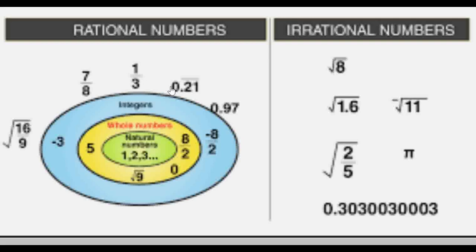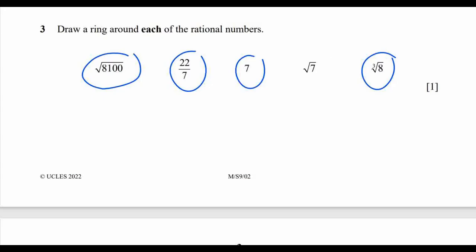Alright, let's get back to the question. So our answer for this one is the square root of 7. This one is definitely rational. The root of 8100 is 90. This is a fraction. A fraction is always a rational number. 7 is a whole number, and the cube root of 8 is 2. But the square root of 7 is a non-terminating decimal, which will be 2.645751311 and so on, non-terminating and non-repeating. Alright, so that's the reason it's not a rational number, for number 3.